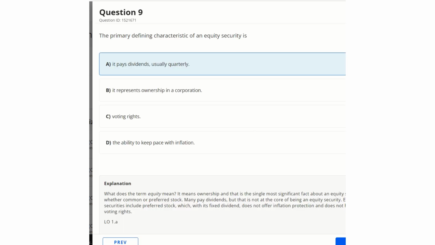The primary defining characteristic of an equity security: pays dividends usually quarterly, represents ownership in a corporation, voting rights, or the ability to keep pace with inflation. In an equity security, equity basically means ownership, so that means B, ownership in a corporation. Many can pay dividends, but you don't have to. It could include preferred stock with a fixed dividend. It doesn't offer inflation protection, so B is the answer.